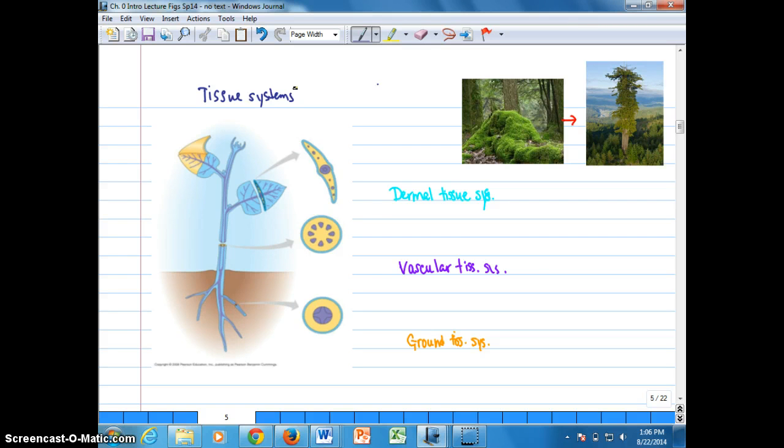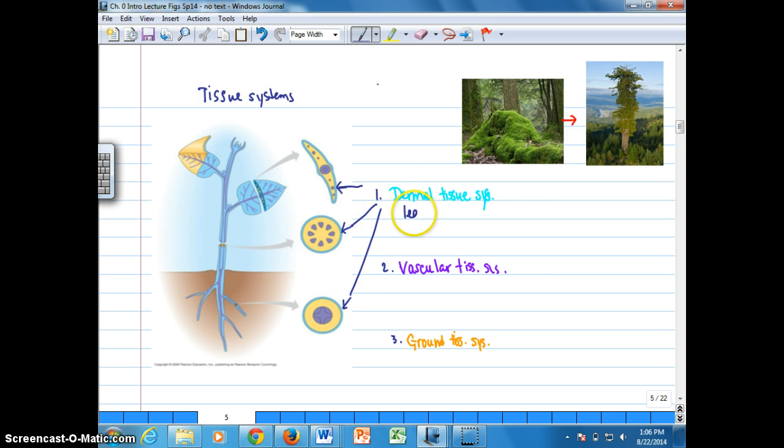So you can see over here that we're looking at the leaf. Here we're looking at the stem, a cross-section of the stem. We're looking at a transverse section of a root here. And so these are the three tissue systems that we're interested in talking about here. The dermal tissue system is a system of basically cells. This is color-coded blue to correspond with this outer layer that you see on all three figures here.